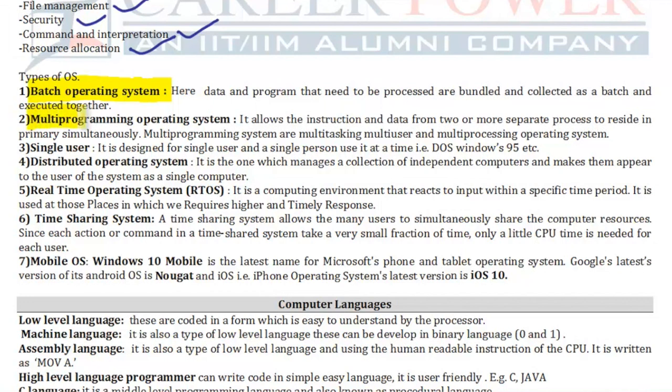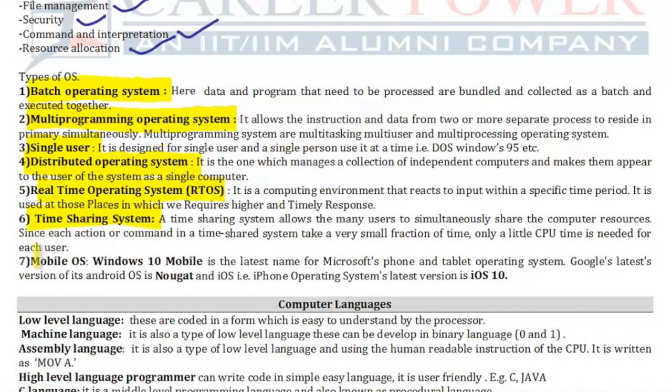Then there are multi-programming operating system. Multi-programming, as the name specifies, allowed two or more programs to be executed simultaneously. There were single-user operating system, which were designed for single use only, and distributed operating system. Distributed operating system manages a collection of independent computers and make them look like that they are running as a single computer. Next, we have RTOS, and then there are time-sharing system.